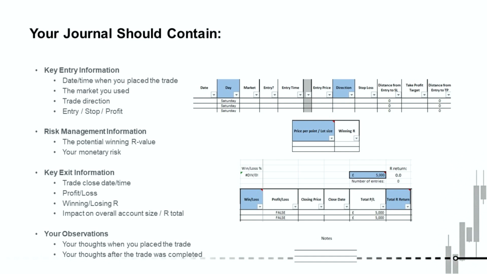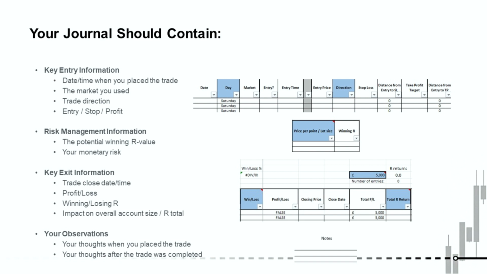So on the screen right now are some basic aspects of what every journal should contain. We'll look through a complete journal in a second, but the key areas to focus on: entry information to start with. So things like date and time when you place the trade. It's going to really help you when we come on to one of our later tips to look back and review trades. We also need the market that we're using if we're basically trading a strategy that's using multiple markets.